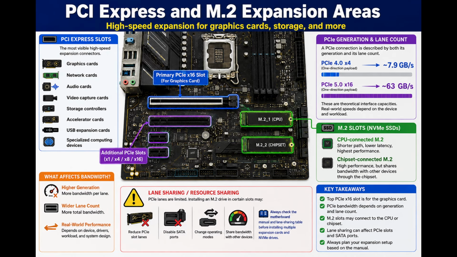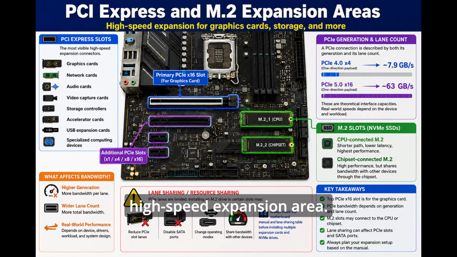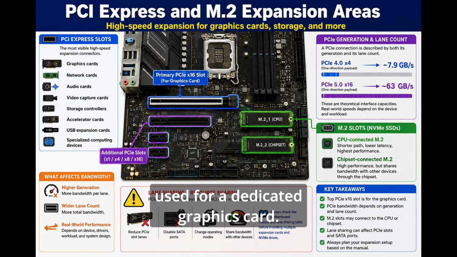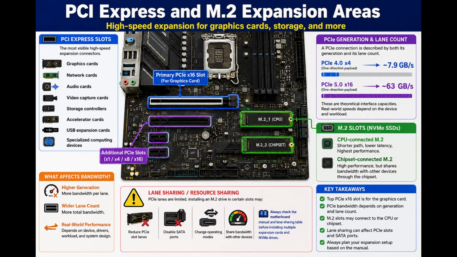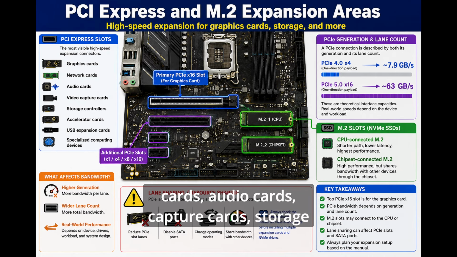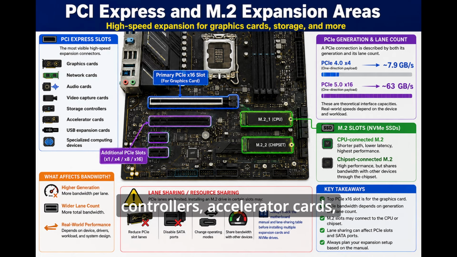Chapter 7. PCI Express and M.2 expansion areas. Below the CPU is the high-speed expansion area. The most visible components are the long PCI Express slots. The top full-length slot is commonly used for a dedicated graphics card. Other slots may support network cards, audio cards, capture cards, storage controllers, accelerator cards, and USB expansion cards.